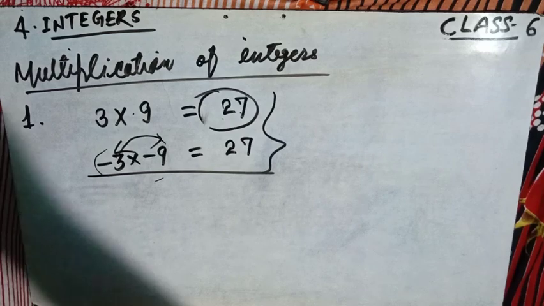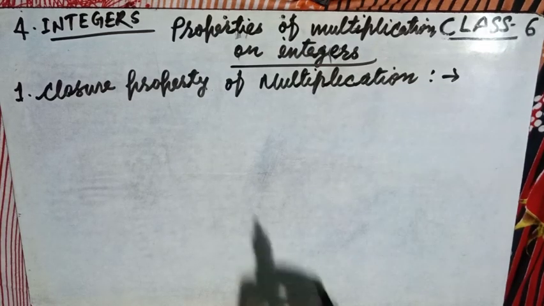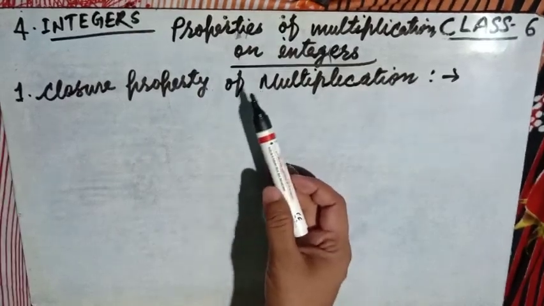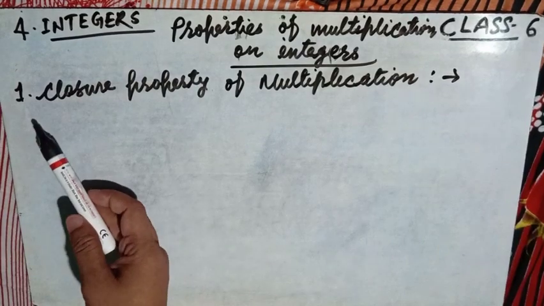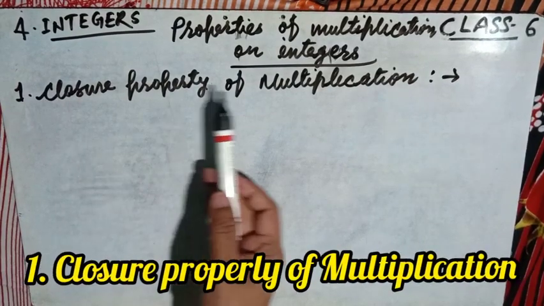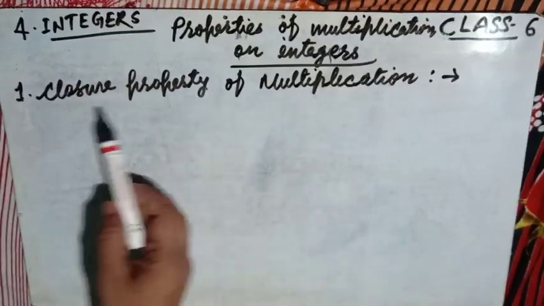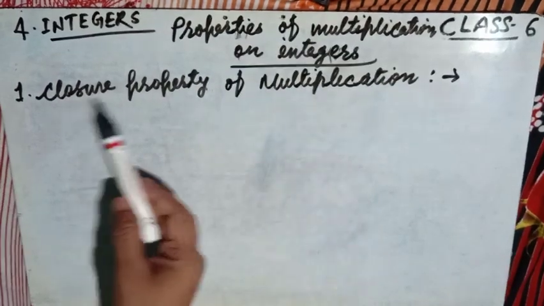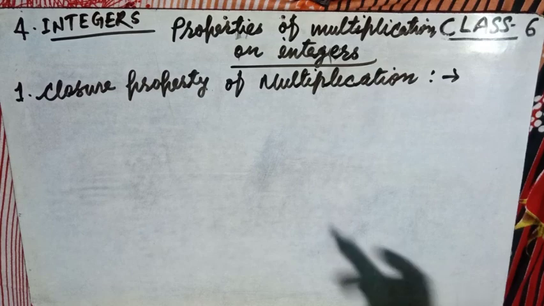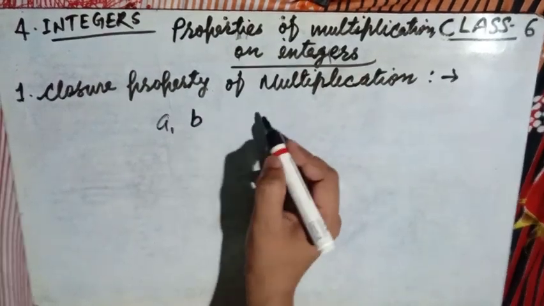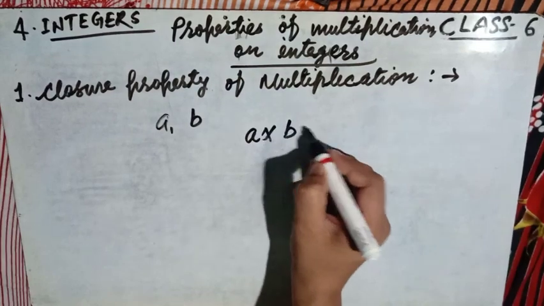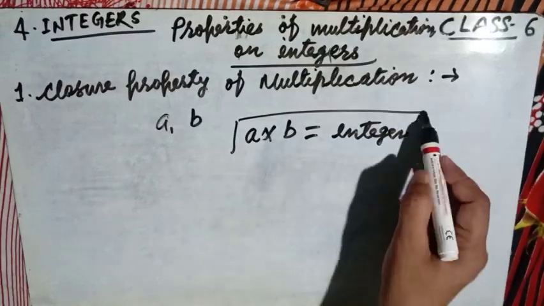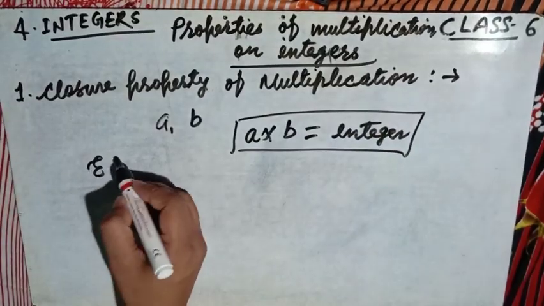Now the next point, properties of multiplication on integers. We will learn their properties one by one. The first property is the closure property of multiplication, because we are going to study properties of multiplication on integers. Now first the closure property. Suppose a and b are two integers. Now a multiplied by b gives us an integer. Now let us see with the help of examples.